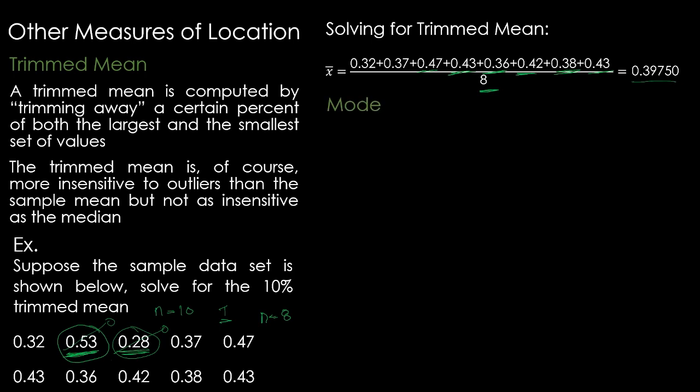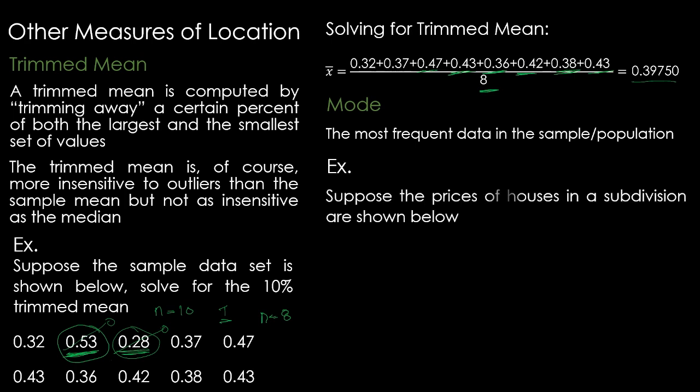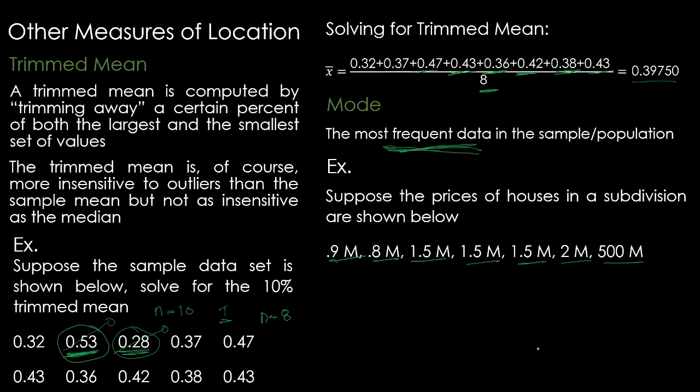And the mode. This is the hardest of all measures of location. The mode is the most frequent data in the sample or population. Example. Suppose the prices of houses in a subdivision are shown below. You have 0.9 million, 0.8 million, 1.5, 1.5, 1.5, 2 million, and 500 million. The question: what is the mode in this given set of data? It says here that the mode is the frequent data. What is the frequent data right here? 1.5, right? Because it appeared thrice. So, therefore, our mode is 1.5 million.